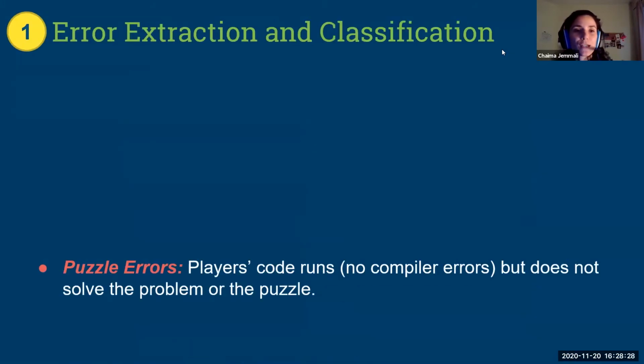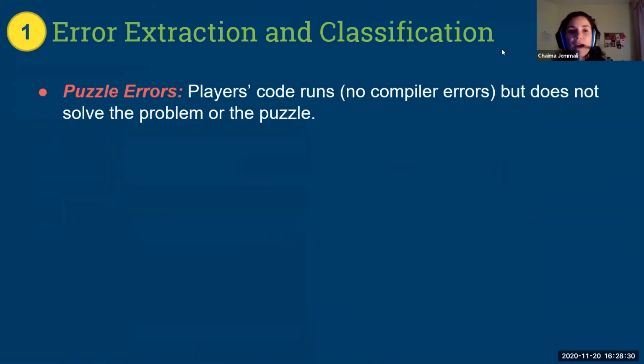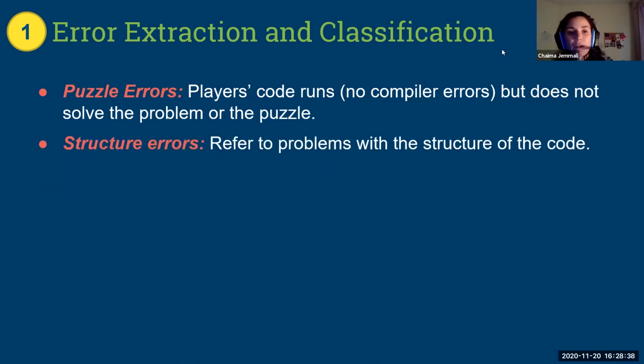So for the types of errors, first we have the puzzle errors, where the code runs, but it doesn't solve the puzzle or solve the problem. Then we have structure errors, where players, for example, have code outside of the main function or have commands that are not applied to objects. So it's mostly about the structure.